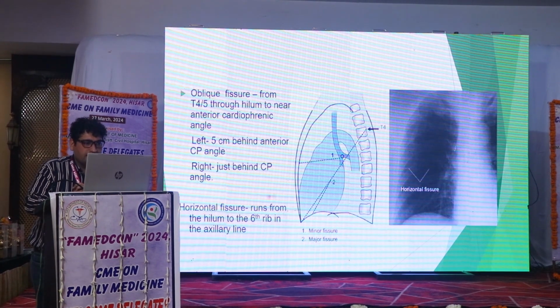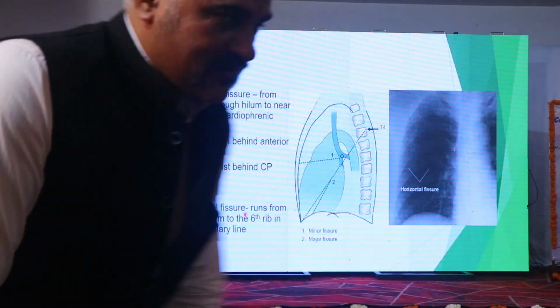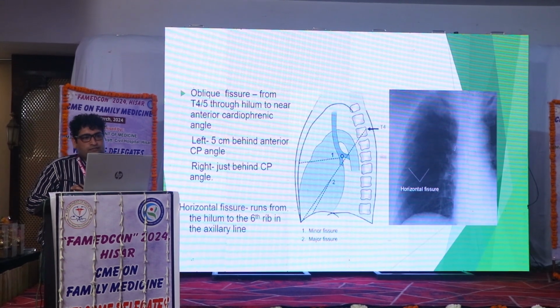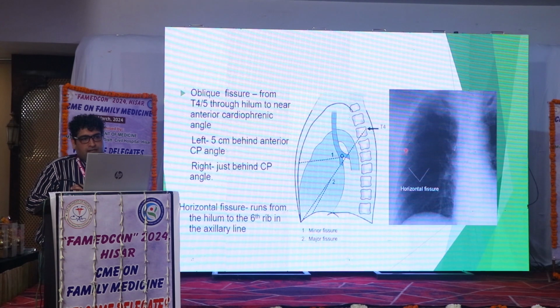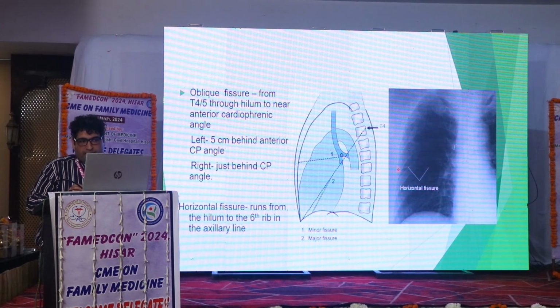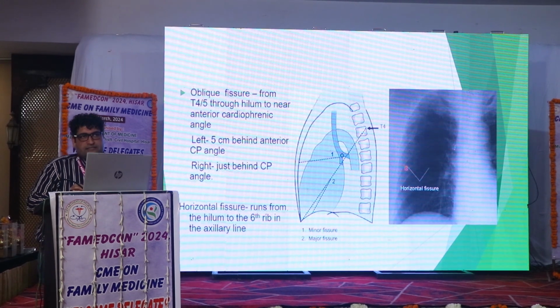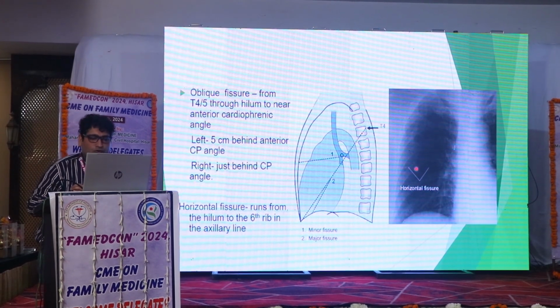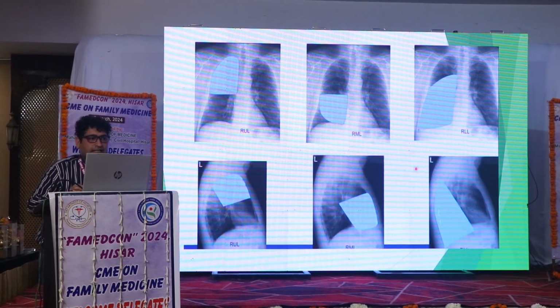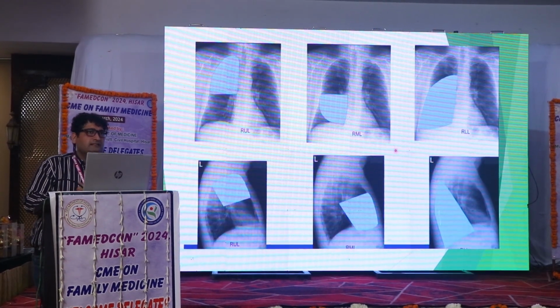And so horizontal fissure, how will you see the horizontal fissure? Horizontal fissure you can see on PA view. Just you have to see the sixth rib in axillary line. This is the axillary line, so you have to see the sixth rib, and from here it is starting. That horizontal fissure can be seen on chest X-ray in PA. So representing lobes in lungs PA.